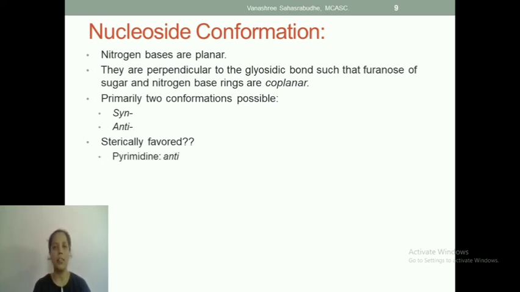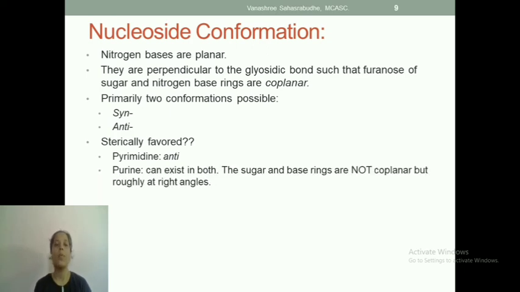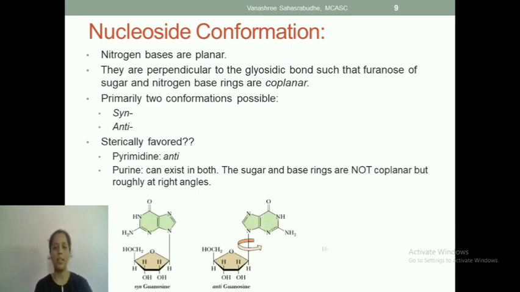For pyrimidines, the anti conformation is sterically favored. Whereas purines can exist in both conformations. It is important to note that in case of purines, the nitrogen base rings and the sugar are not coplanar, but the nitrogen bases are roughly at right angles to the plane of the sugar. So these are the conformations. This is syn-guanosine, this is anti-guanosine, and this is anti-uridine, which is favored. When syn-uridine is present, it will be in the opposite direction, and this O will overlap over this O, and because they are coplanar, it will cause a huge amount of steric hindrance, and the resulting compound will not be stable. So to ensure stability, pyrimidines are present in anti conformations.